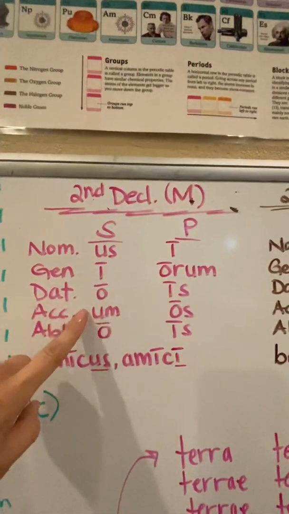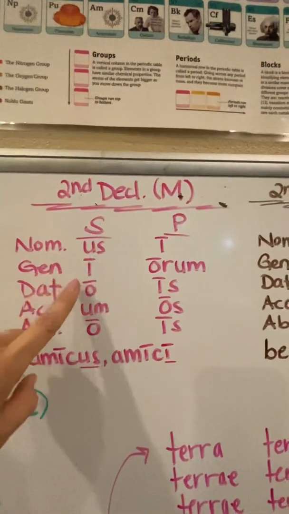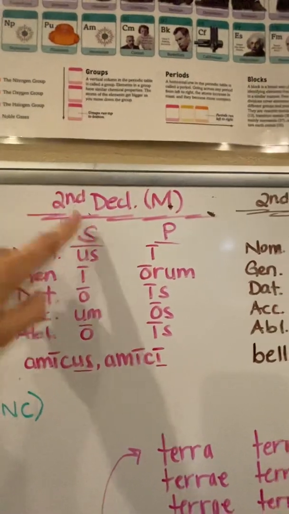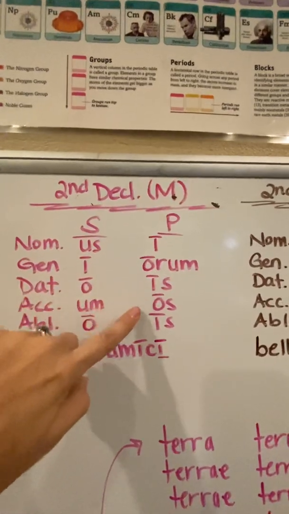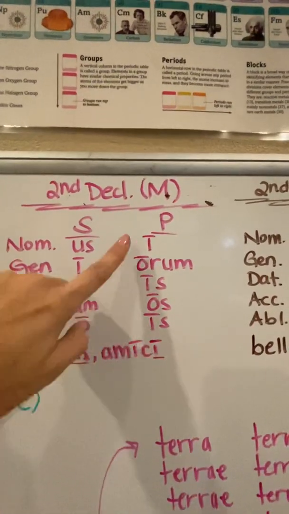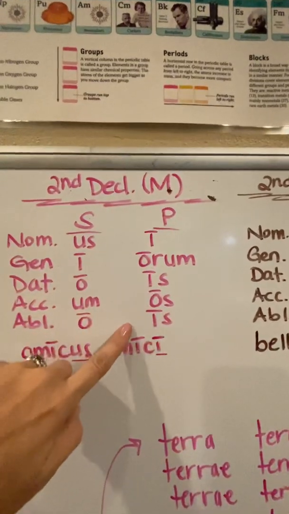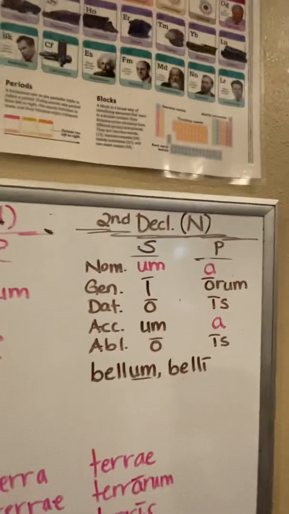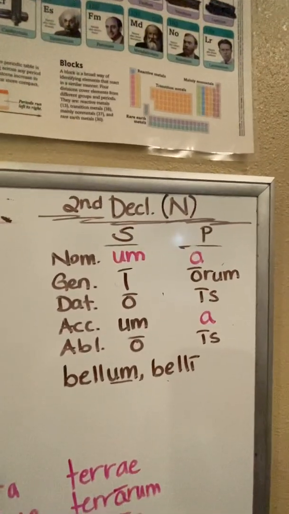Us, e, o, o. Singular second declension. E, orum, is, os, is. Plural second declension.